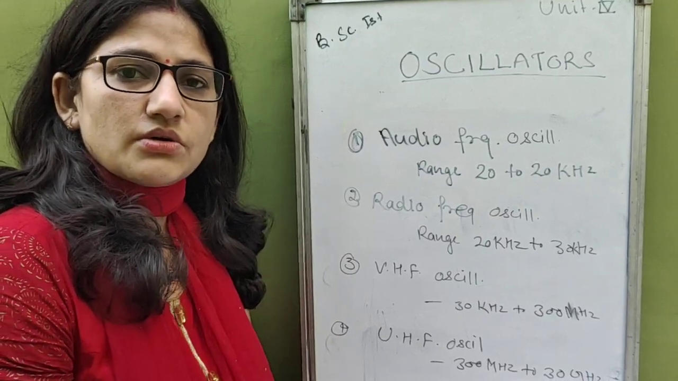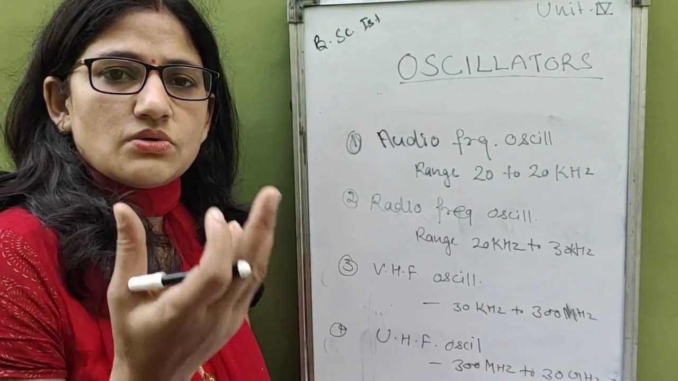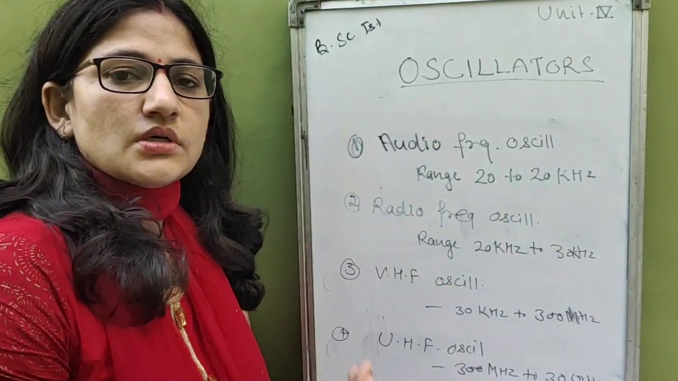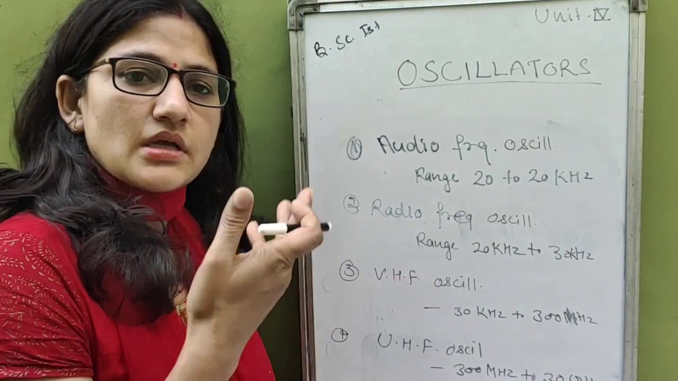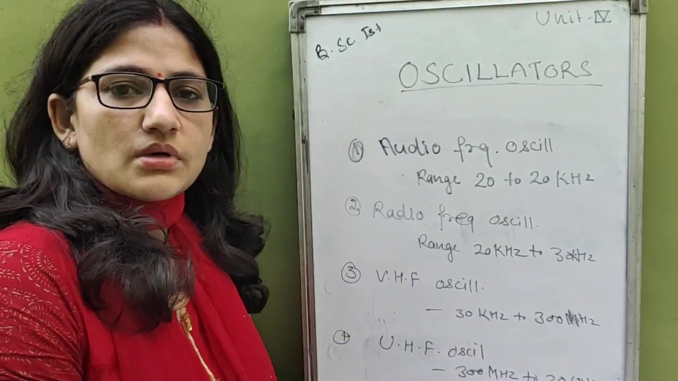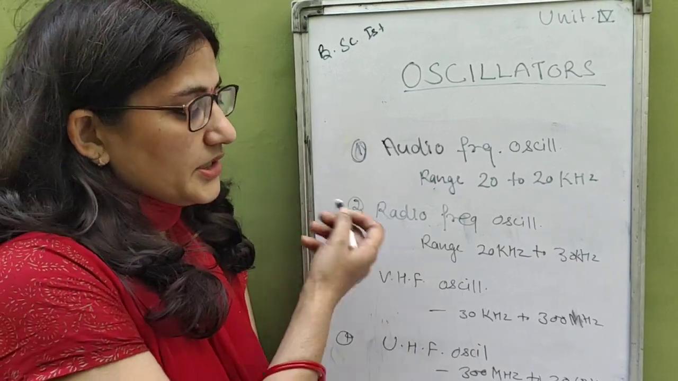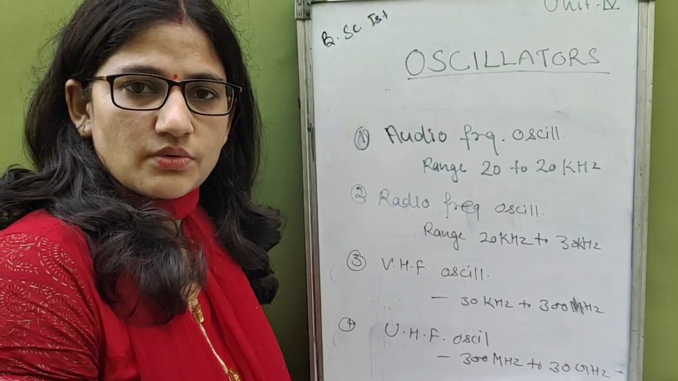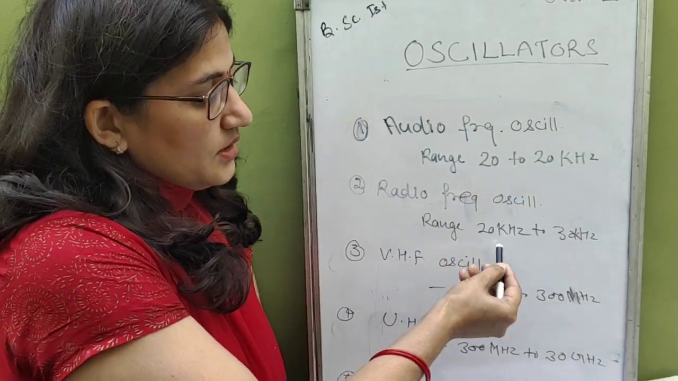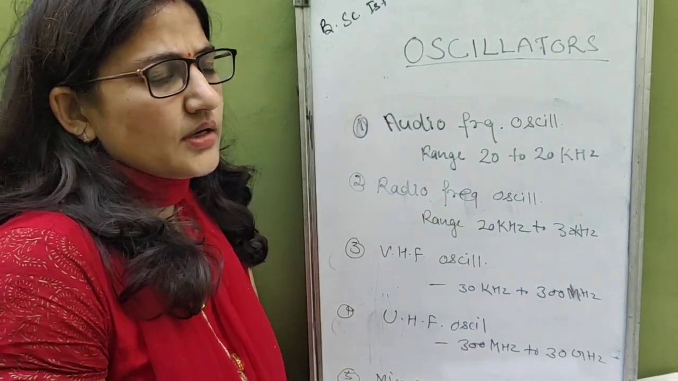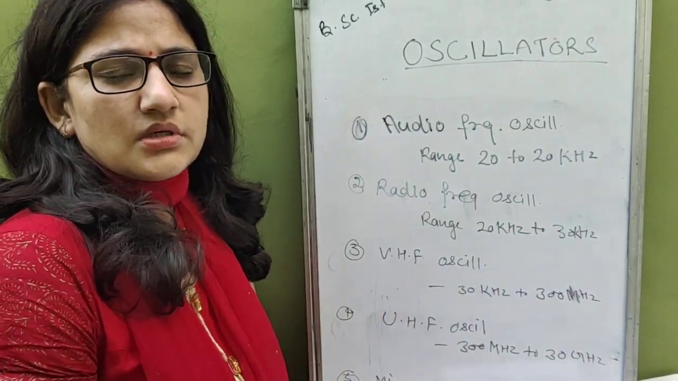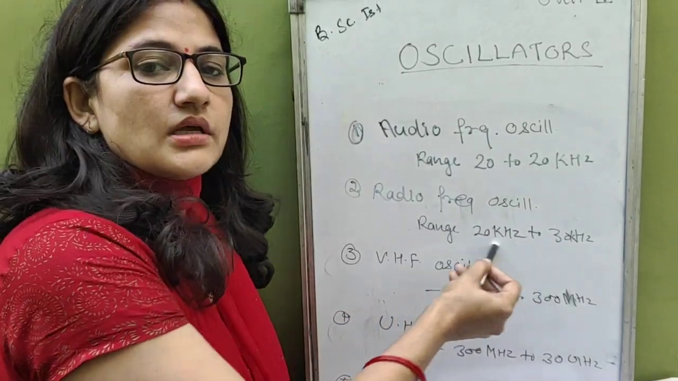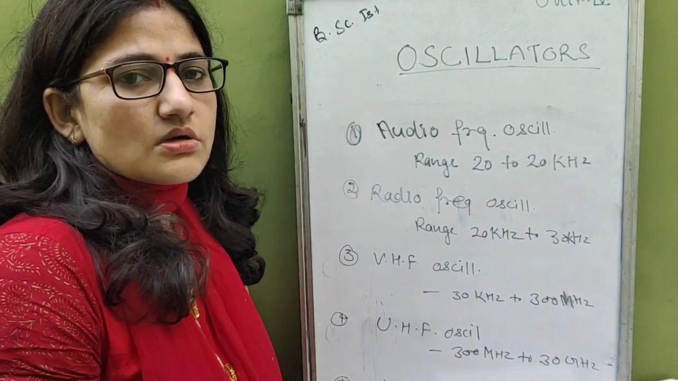The audible frequency range, as you all know, is 20 hertz to 20 kilohertz. So the oscillations produced by oscillators in the audible range are known as audio frequency oscillators. Second is radio frequency oscillators, and you know the radio frequency range. What is the range of radio frequency? The range of radio frequency is 20 kilohertz up to 30 kilohertz. The oscillations produced by oscillators in this radio range are radio frequency oscillators.